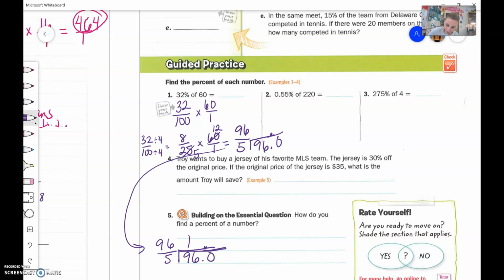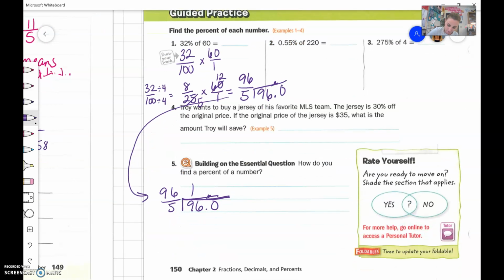I know that goes in once. Let me move this up just a little bit. Okay, and that gives me 4, bring down the 6. If I have 46, I can make 9 groups.